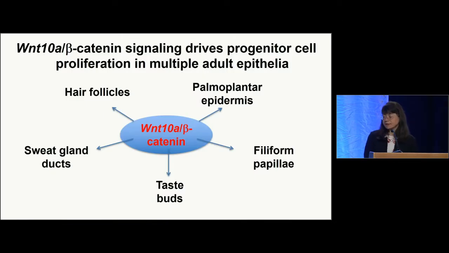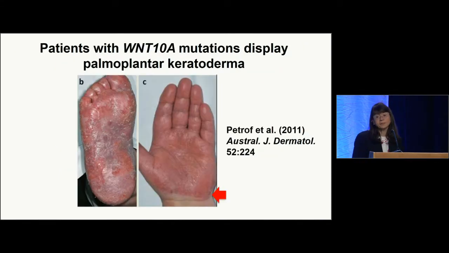So these data that I've shown you indicate that Wnt10A is a really broadly acting ligand that drives progenitor cell proliferation in multiple adult epithelia. However, a general decrease in proliferation cannot entirely explain some of the really striking phenotypes that we see in Wnt10A patients. And these include the palmoplantar keratoderma, which, as you can see, is very regionally restricted to the palms and soles of the feet, whereas the wrist skin is entirely normal.